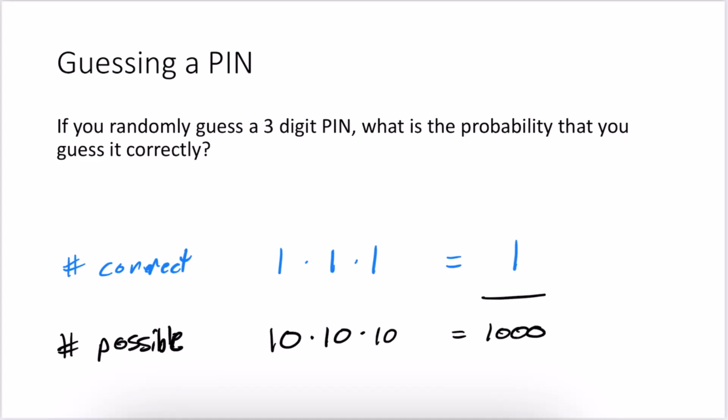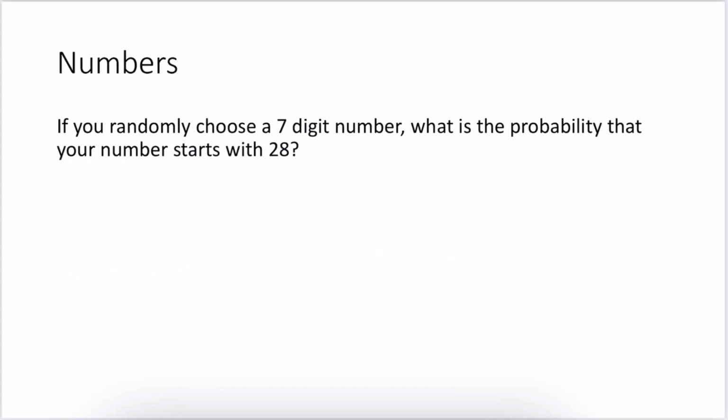And when you divide those two numbers, you'll find the probability of guessing the PIN correctly if you just randomly guess. So 1 out of 1,000, if you divide that, you get the decimal 0.001. If you change that into a percent by moving the decimal over twice, you get 0.1%. So essentially, you have about a 1/10 of 1% chance of guessing the PIN number correctly. So not very likely.